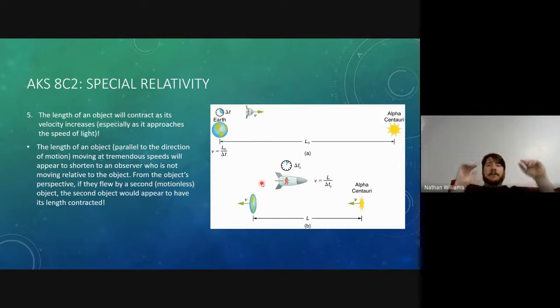But instead horizontally. The length of the object moving at tremendous speeds, significant fractions of the speed of light, will appear to shorten to an observer who is not moving relative to the object. So your observers here on Earth. From the object's perspective, if they flew by a second object motionless relative to them, like Alpha Centauri, the star, then that second object will also appear to have its length contract from their perspective. That's all we really need to say about length contraction for now, but it's just a weird idea that comes up from special relativity.